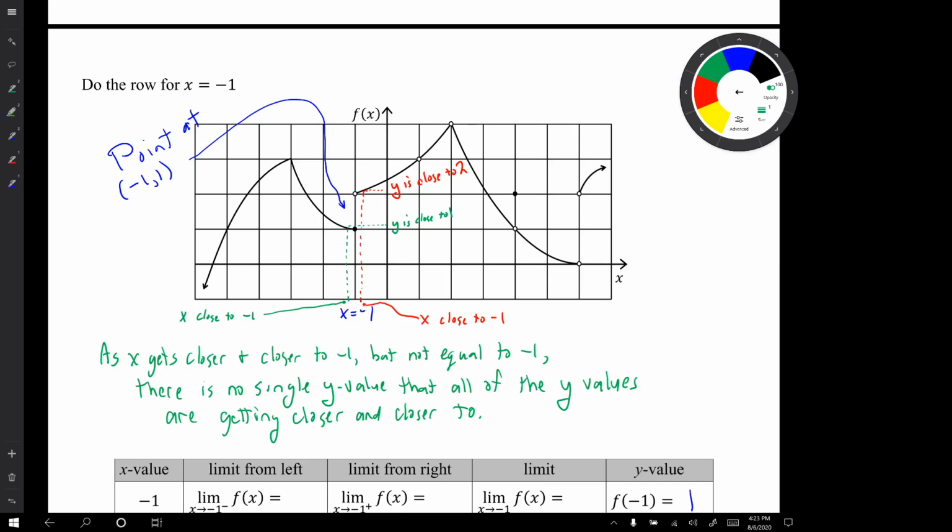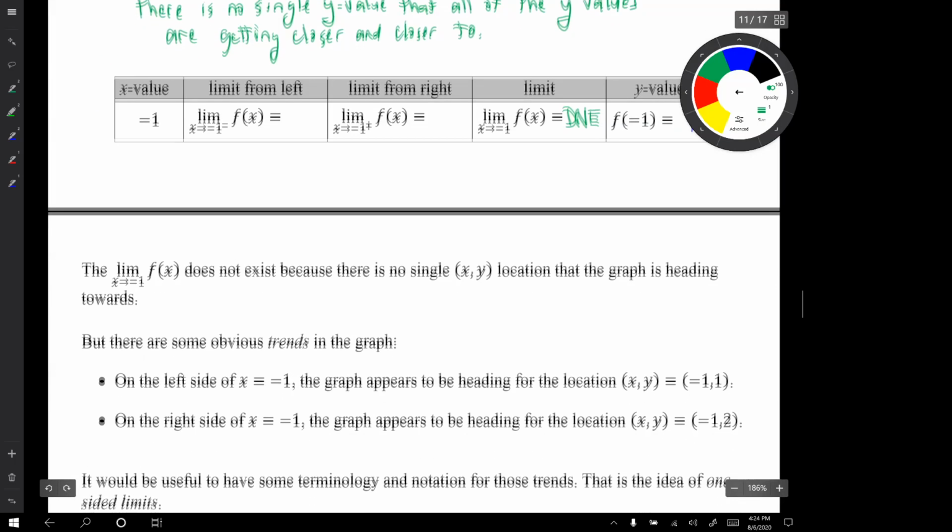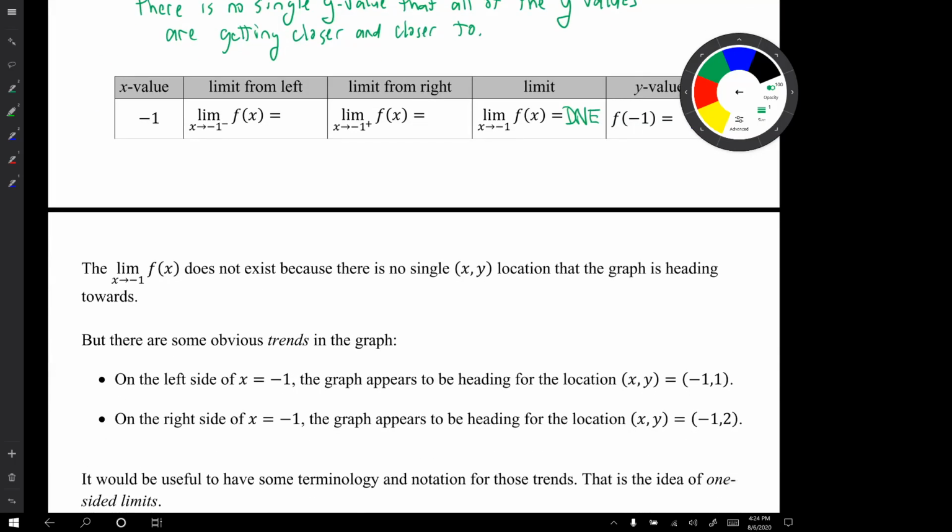And you might think, well, maybe we could average those. Say the y values are getting closer and closer to 1.5. But they're not. These y values are not getting closer and closer to 1.5. These are getting closer and closer to 1. So since there's no single y value that works, we have to say that the limit does not exist. So we write DNE in this cell. So there is no single xy location the graph is heading towards.